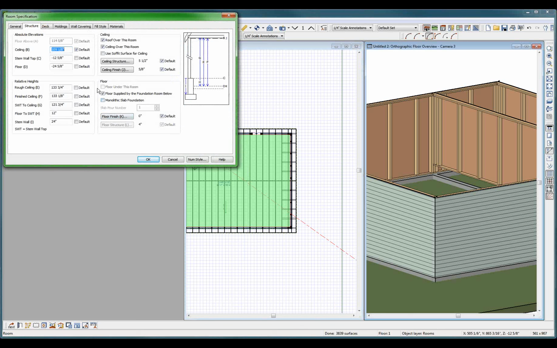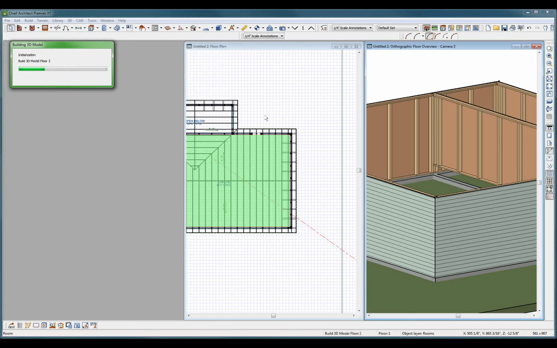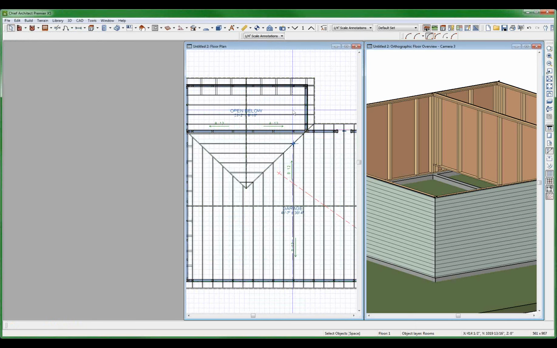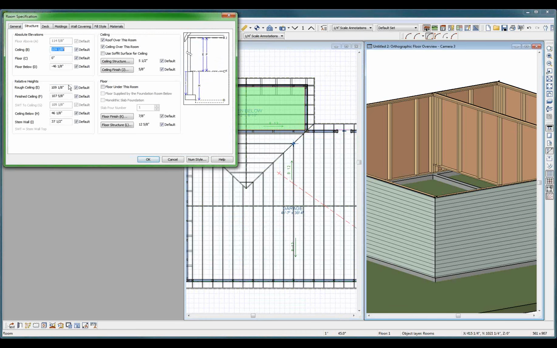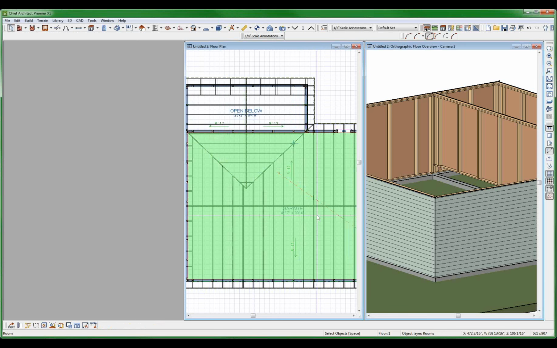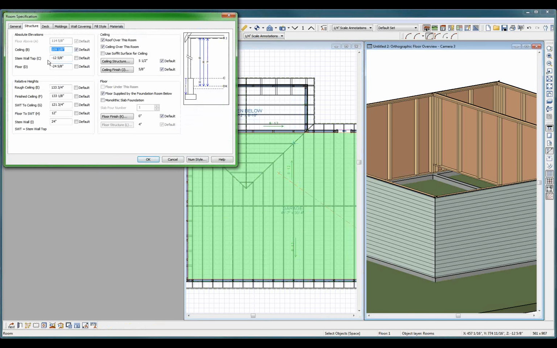Floor supply by fountain. Yeah, I get that. Stem wall top. What am I trying to do? I don't know what I'm trying to do. I don't know why that wall doesn't go all the way down to U. Oh, floor is at 0?